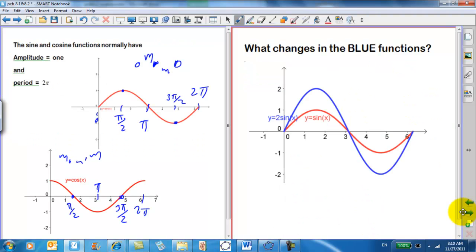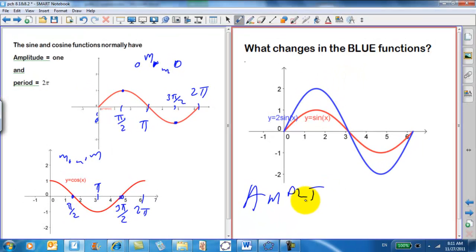Now what change is happening in the blue function here as we start deviating from our normal y equals sine x and y equals cosine x? Well, in this case we see the coefficient in front, and that has basically changed the amplitude. So it changed to 2.